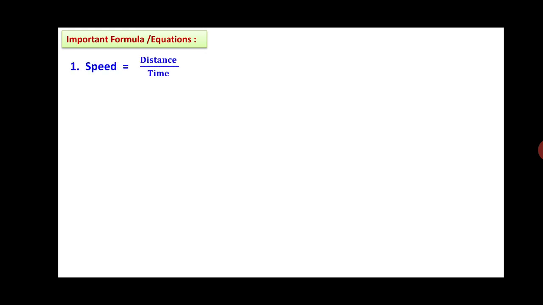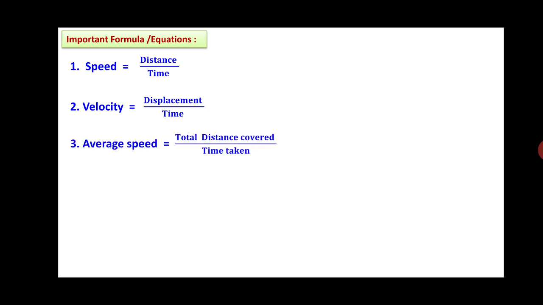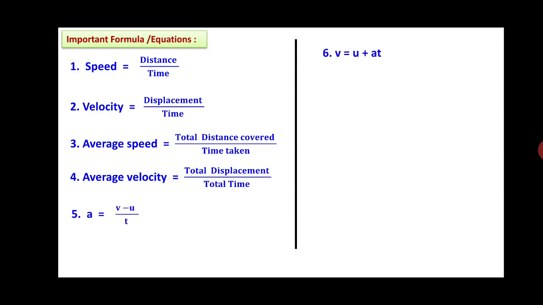The first is speed is equal to distance upon time. Second, velocity is equal to displacement upon time. Average speed is total distance covered upon total time taken. Average velocity is total displacement upon total time. a is equal to (v minus u) upon t. Next, v is equal to u plus at. s is equal to ut plus half at square. And v square is equal to u square plus 2as. These three equations are the equations of motion.